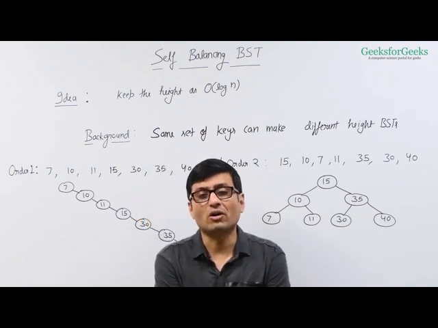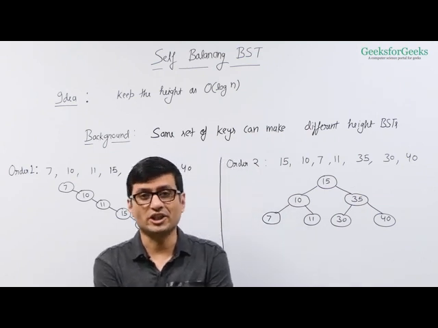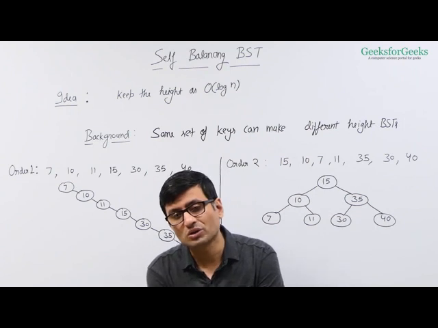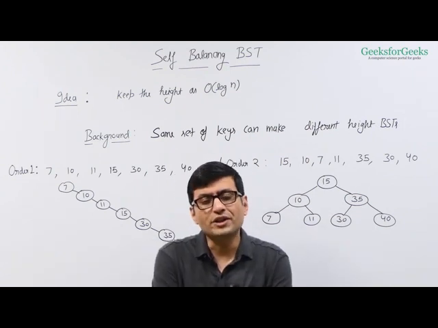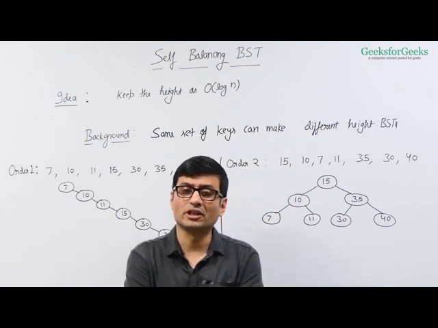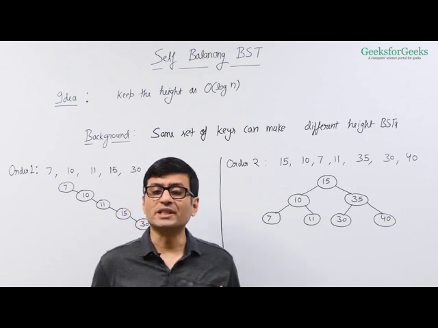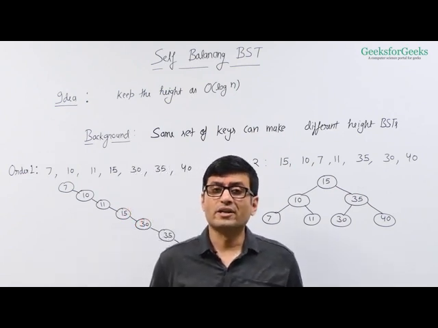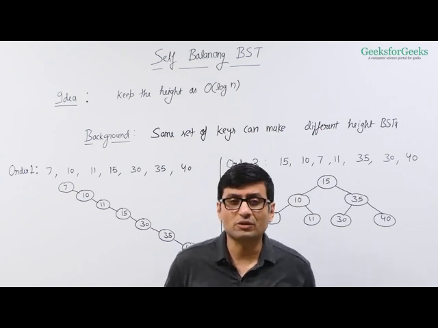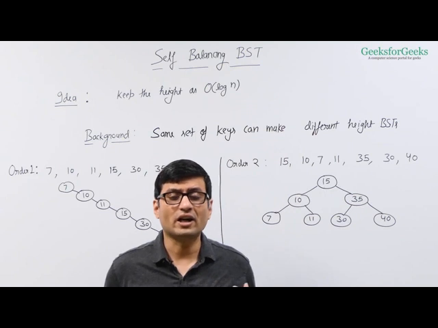The idea of self-balancing binary search tree is to keep the height in check, to make sure that height never goes beyond theta log n. If we keep the height as theta log n, then all these operations become theta log n. Now, how is the height of a BST decided? It depends upon how you are inserting the keys. The same set of keys in a BST can generate different heights.